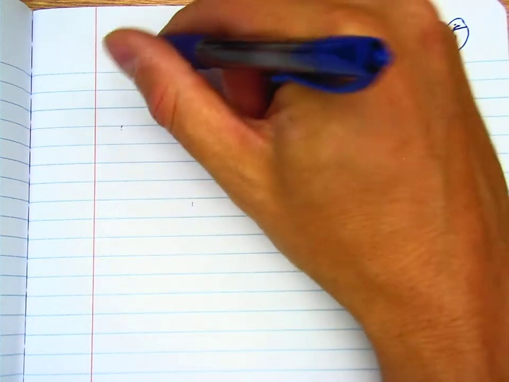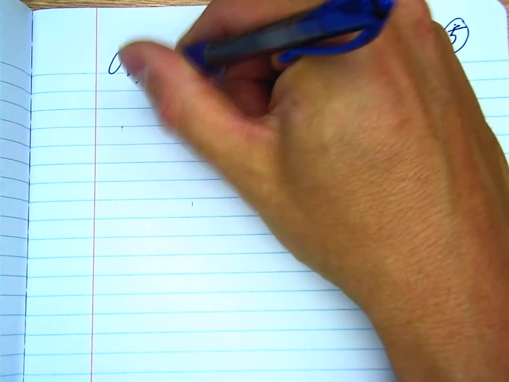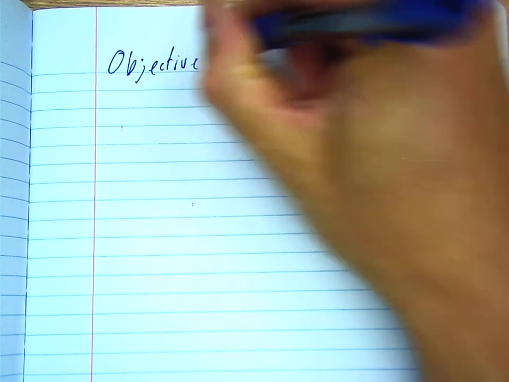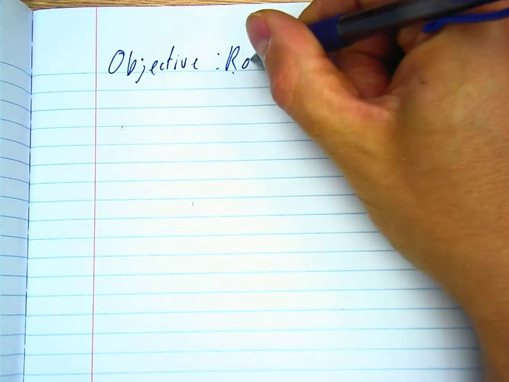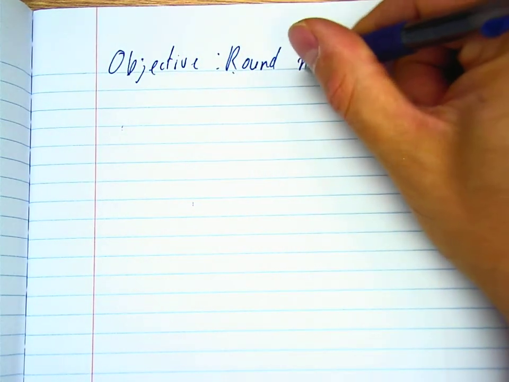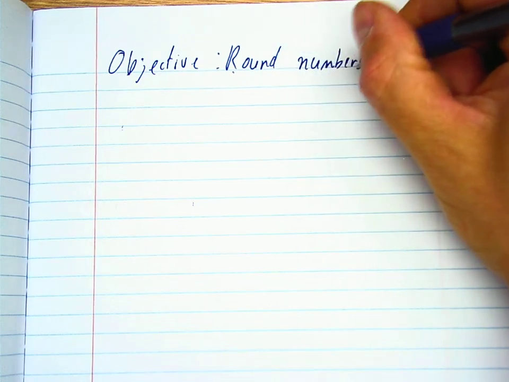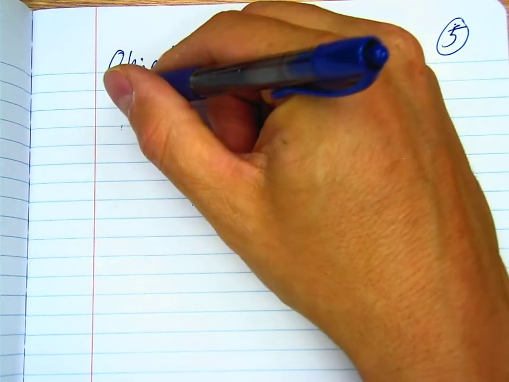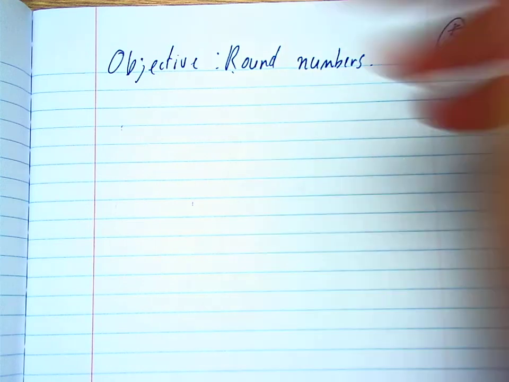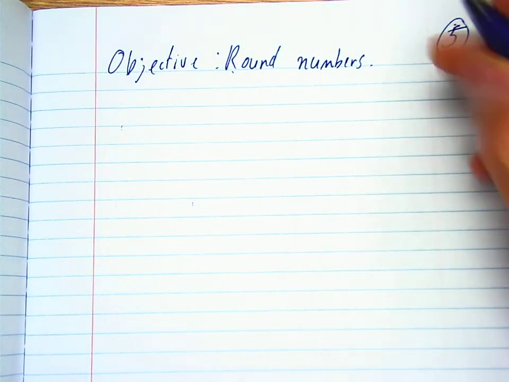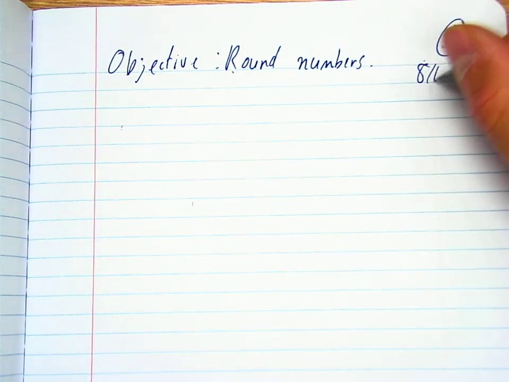All right, class. So today we're talking about the lesson from August 17th, last Friday. Our main objective last Friday was to round numbers. To start off, we're going to discuss what place value of a number means. This again was from the 17th.